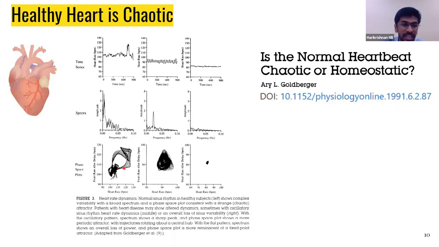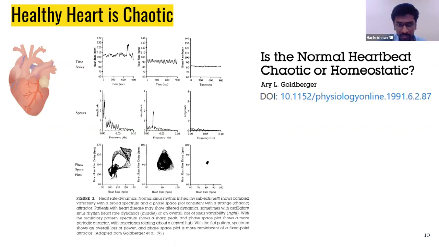Now, when there is a heart disease, you can see that the variability reduces and there is a more periodic fashion, and that is reflected in the frequency spectrum. You can see a peak here, around, let's say, I'm not able to see the exact value. There's a peak here. And also you can see that the variability reduces in the phase space plot. So what it means is that if there's a heart disease, the degree of chaos reduces. That is what this paper tries to highlight. A healthy heart is chaotic. And if the degree of chaos is being lost, that means the variability is reducing and there is some heart condition which has to be seriously investigated.